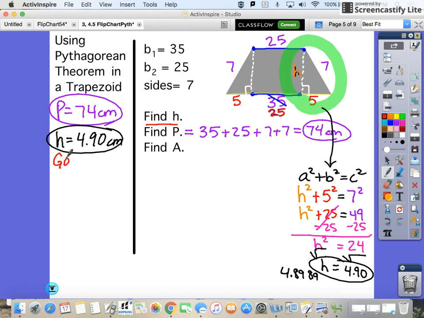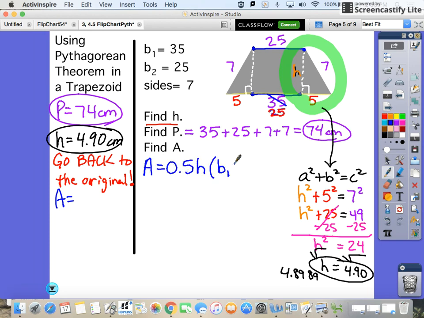Now we have to go back to the original. So we're going to go find the area of the trapezoid. Remember the formula is 0.5 times the height times the sum of the bases. Half the height times the sum of the bases. Well, we know most of that. 0.5 times the height we just found was 4.9. And the bases we know are 25 and 35.